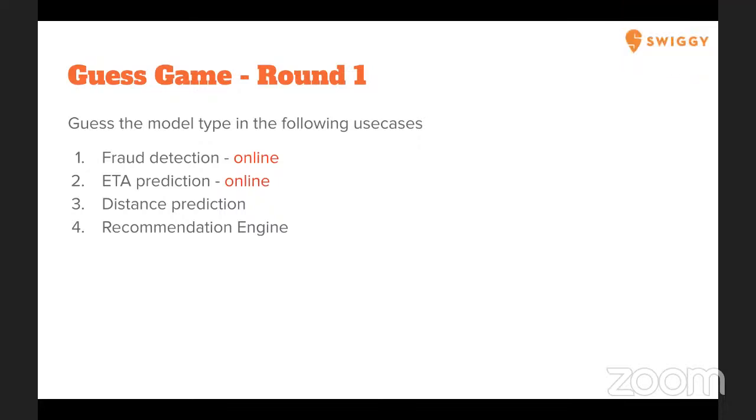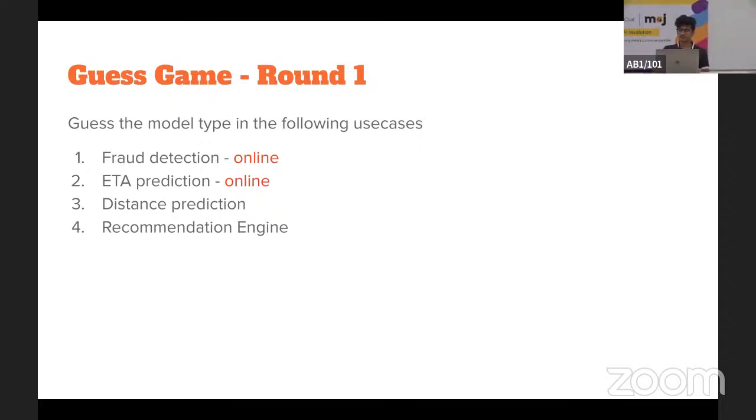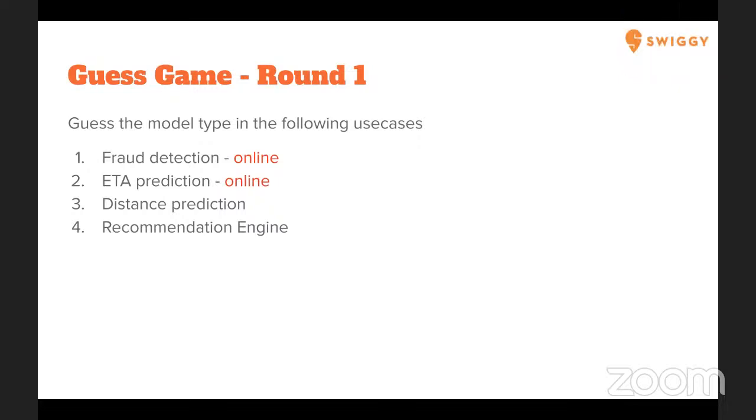Maybe offline. Sorry, offline, can you expand on it? Why do you think it would be offline? Generally, the distance between points does not change, right? It just remains constant. So we can deploy offline and use that information in predicting ETA online. So as you said, the component of ETA may be online and offline. So this distance prediction can be offline.